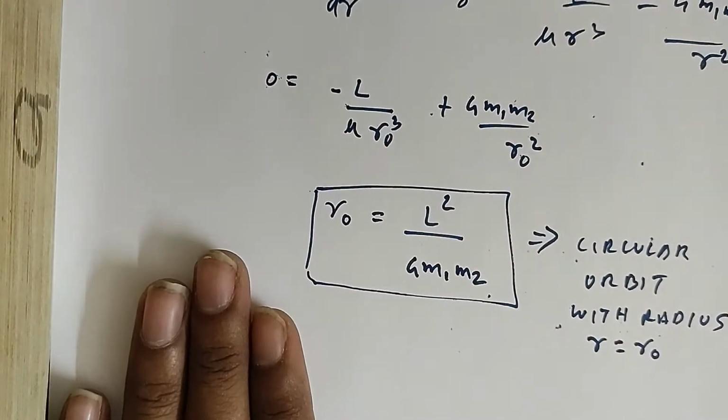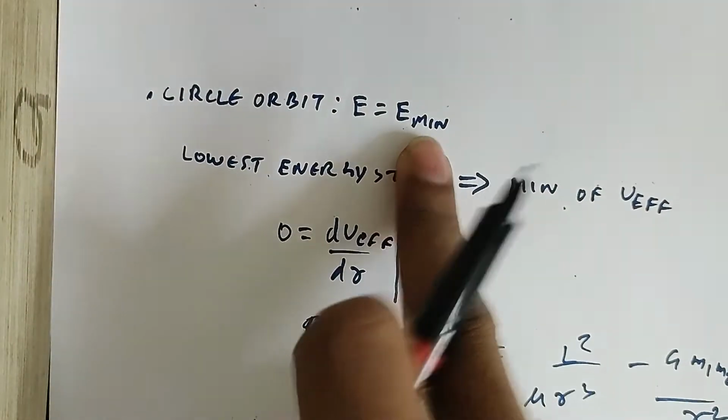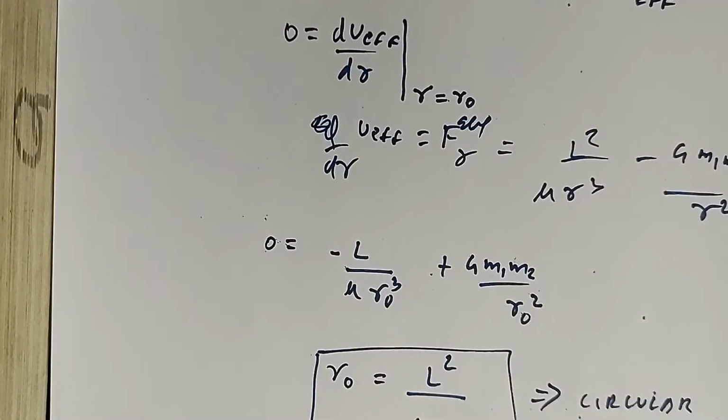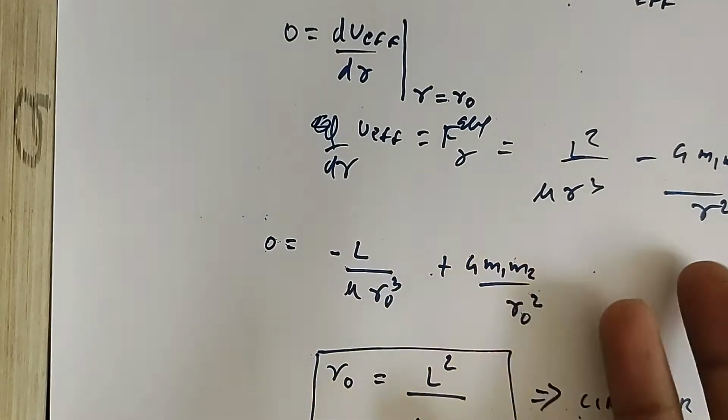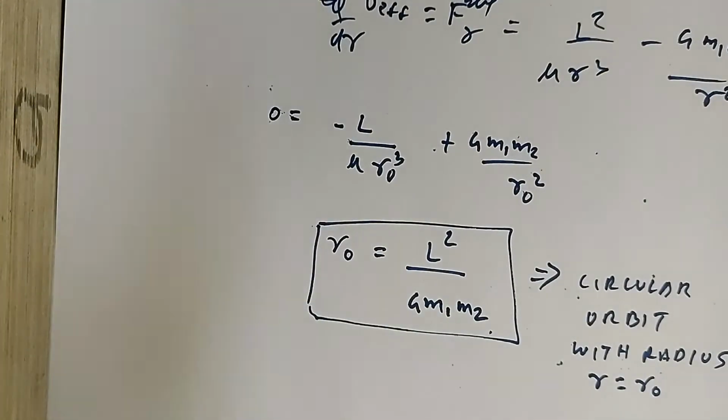So that's done. We have defined the circular orbit, which corresponds to the energy minimum, and we stated that the lowest energy state will give you the minimum U effective. U effective minimum can be found if we set the first order differential with respect to the corresponding variable equal to 0, and we know the corresponding equation gives the effective force, and we can set that equal to 0, and thereby we can find the equation for r naught, and this will give us a circular orbit with radius r equal to r naught. That's done. Now the second thing is to find the elliptical orbit.